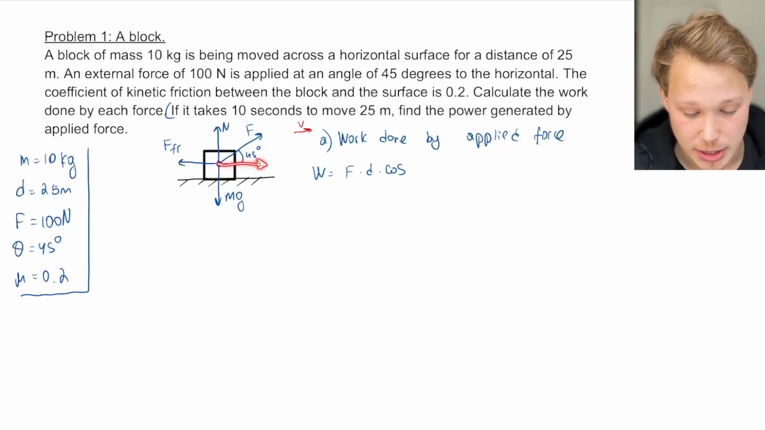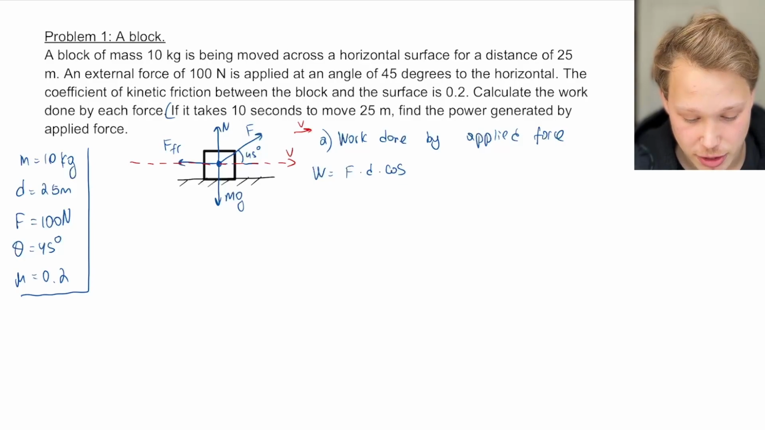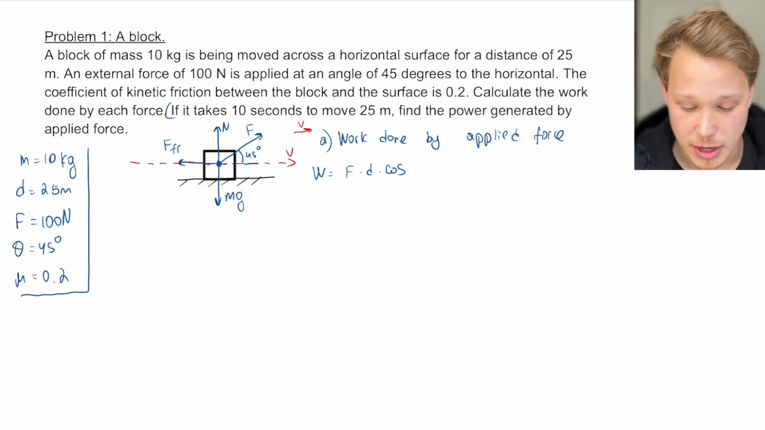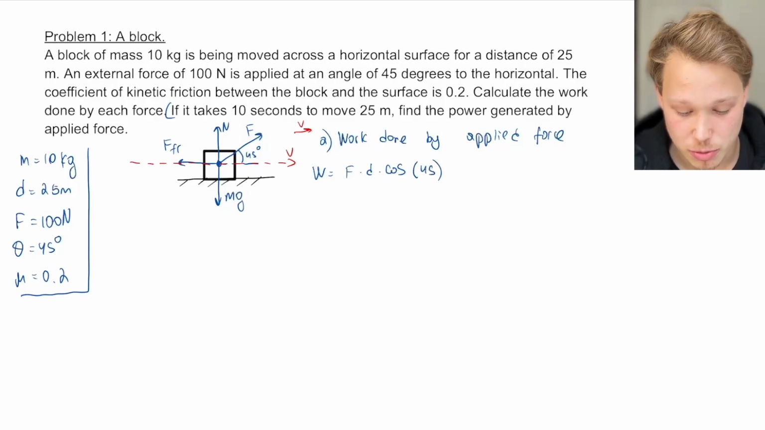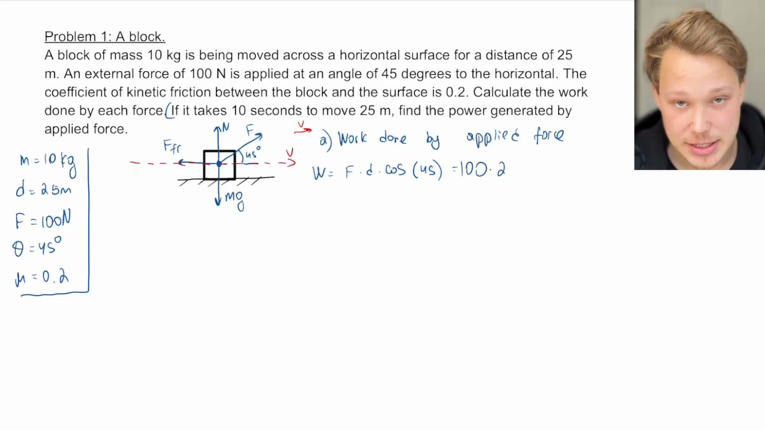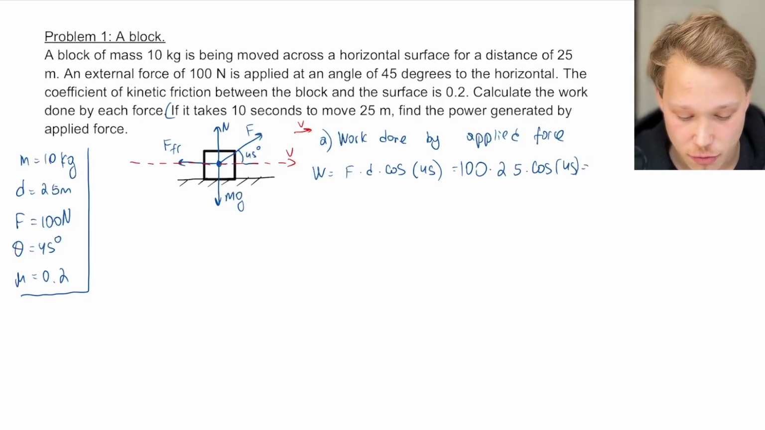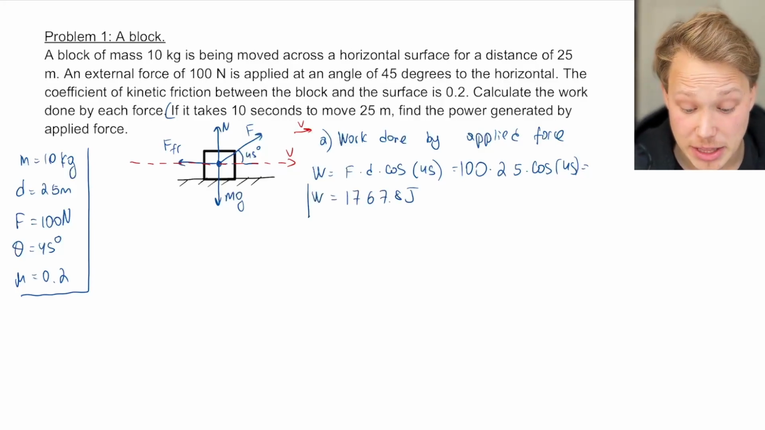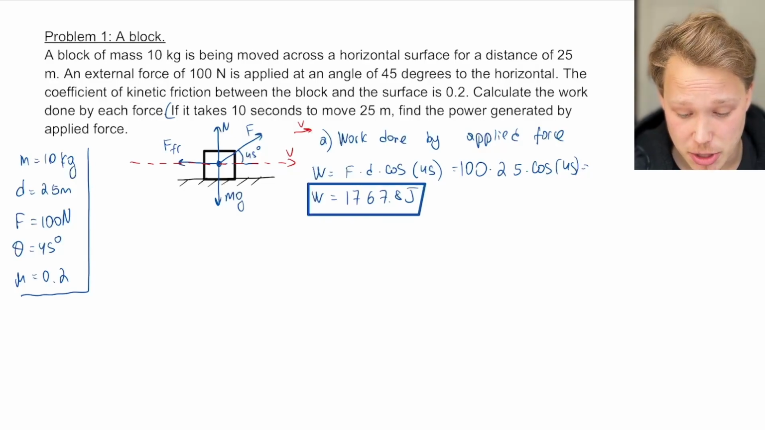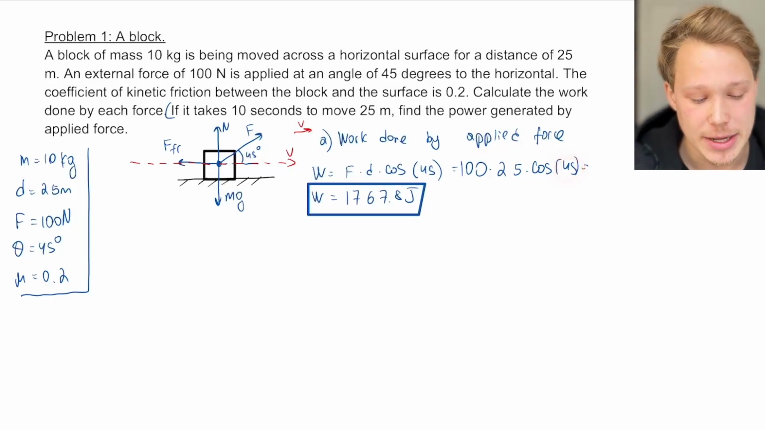The displacement is to the right. Let me label the displacement over here. The displacement is to the right. So the angle is going to be 45 degrees. The force is 100. The distance is 25 times cosine of 45 degrees. If we multiply all of that, you should get an answer of 1767.8 joules. If you plug that into your calculator and got a different answer, make sure your calculator, go to mode, is in degrees and not radians.